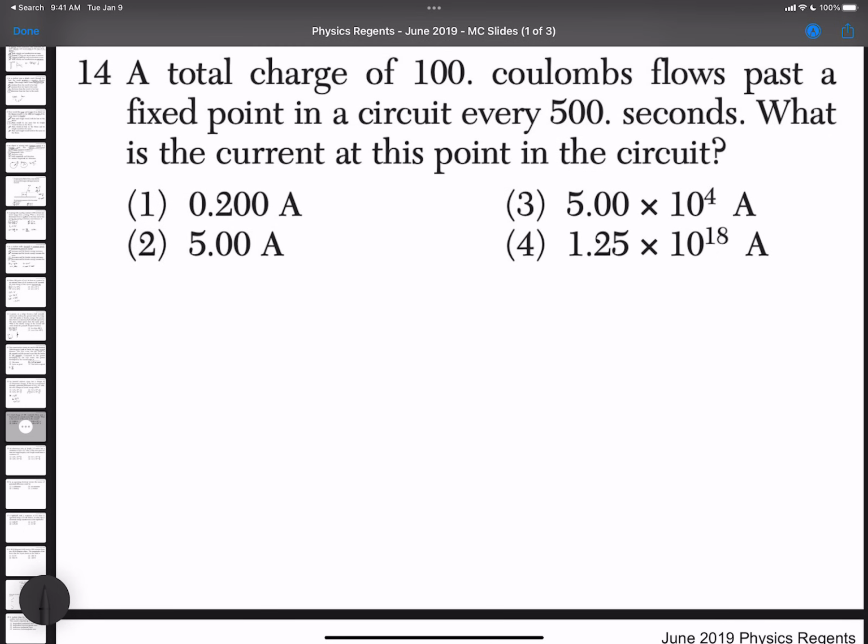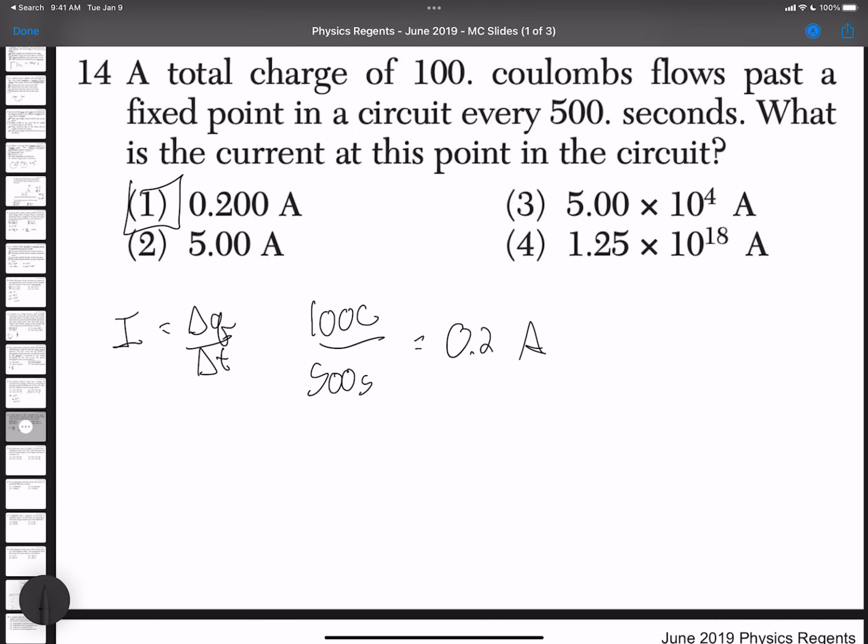All right. Question 14. A total charge of 100 coulombs flows past a fixed point in a circuit every 500 seconds. What is the current at this point in the circuit? The current is defined as the amount of charge that flows by divided by the amount of time it takes that charge to flow. Here we have 100 coulombs flowing past every 500 seconds, which is 0.2 amps, which they have decided to add some additional significant digits. It is answer choice 1.